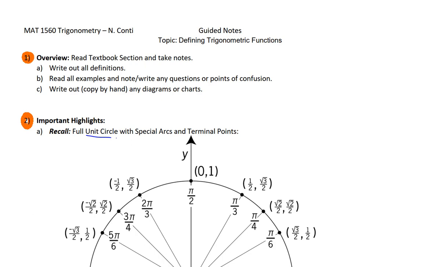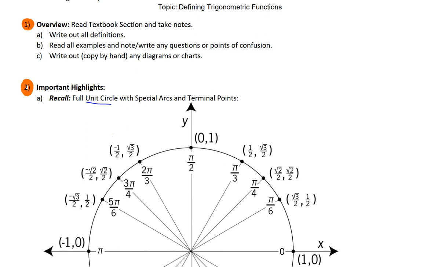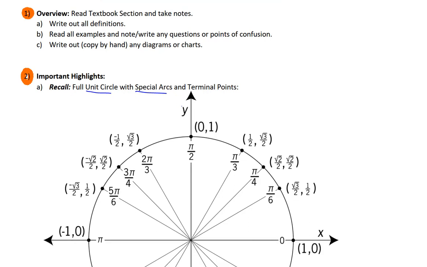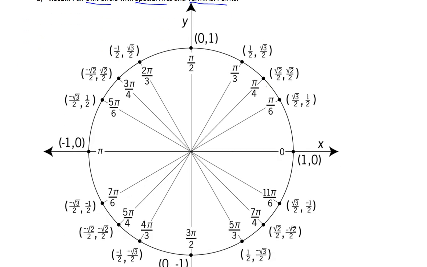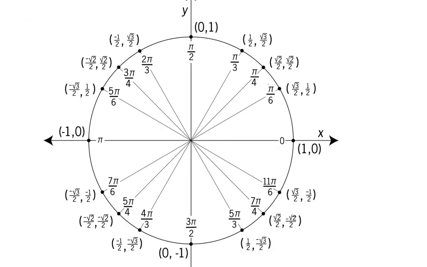We started out understanding what I called special fractions of the unit circle, and then we turned those special fractions into special arcs, considering that really they're fractions of the full circumference of the circle, which is 2 pi. And then all those special arcs have terminal points, or points where they stop around the circle, and we also defined those. So the full unit circle is now displayed in this lesson.